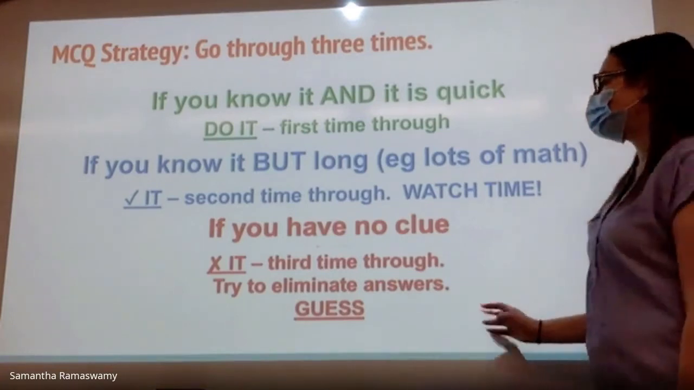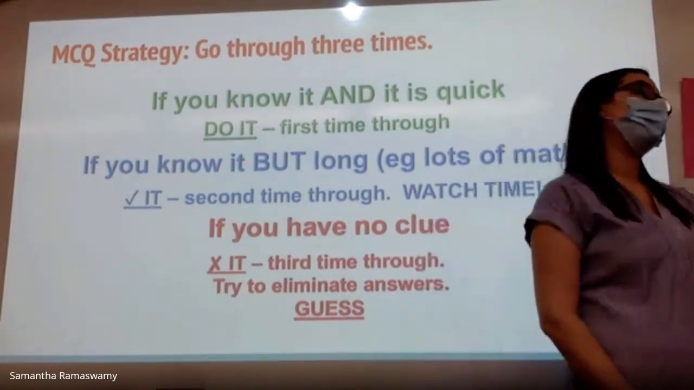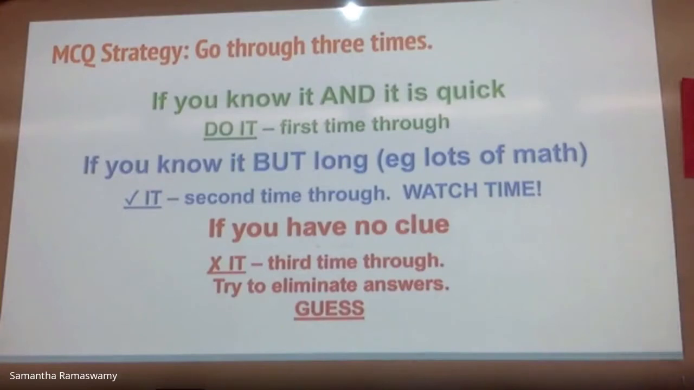And then you get to number 3 and you're like, oh, this says something about equivalence point. I have no idea. So put an X next to it. The ones that you put an X next to, you go back through the 3rd time. If you still aren't sure how to do it, guess.